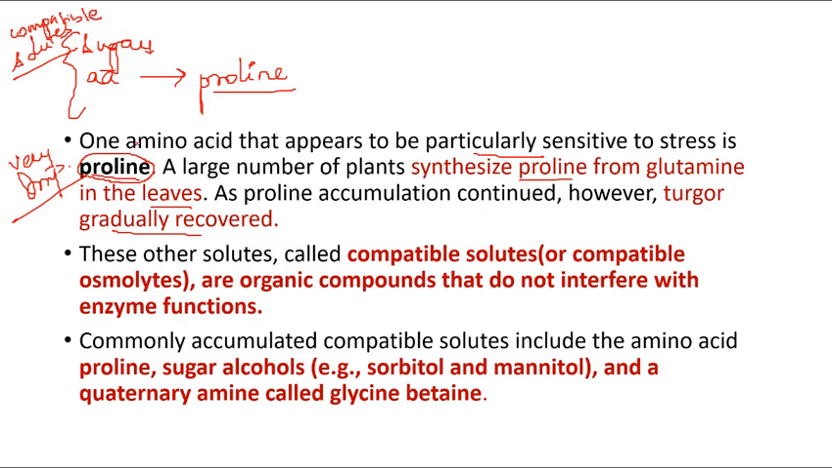So one kind of compatible solute is proline. Others include sugar alcohols, for example sorbitol, mannitol, and some quaternary amine named glycine betaine. So the question comes from here also, that glycine betaine and proline are compatible solutes. So what is the role of these compatible solutes? They do not interfere with the enzyme action.